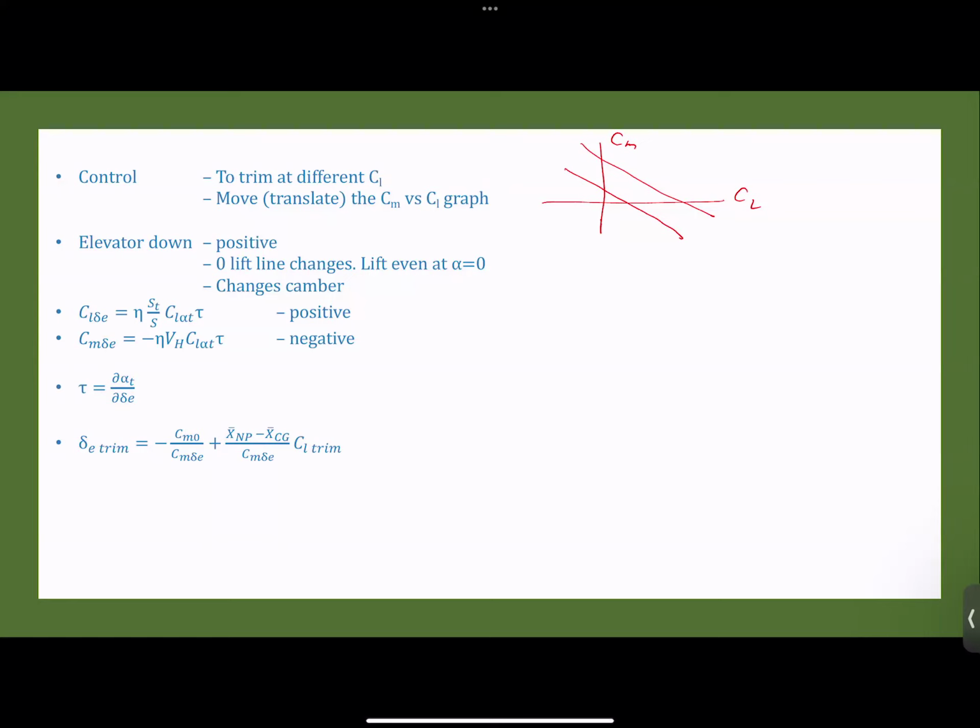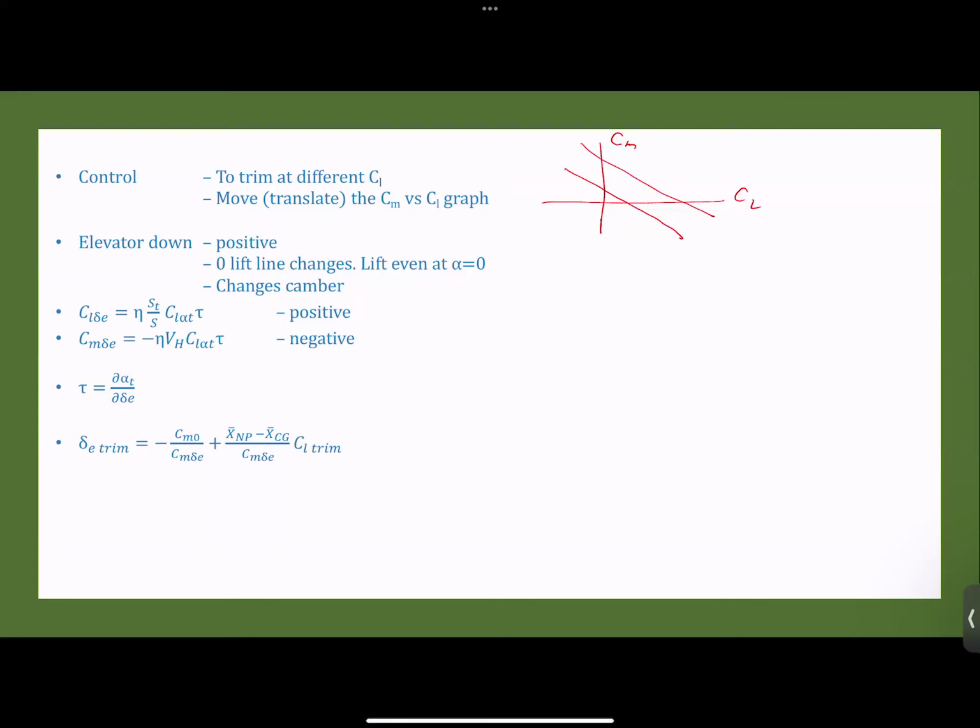The convention that we discussed was elevator down is positive. And what this does is effectively change the camber of the tail, hence giving you a greater lift. Okay. The equations that we saw were CL delta E and CM delta E. We can see CL delta is positive and CM delta is negative. We had done this question yesterday, so we know why. If you deflect the elevator down, which is considered positive deflection, there is a positive change in lift. And this positive change in lift leads to a nose down or negative pitching moment. This is why these terms have the positive and negative sign respectively.